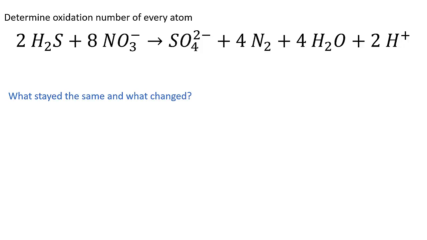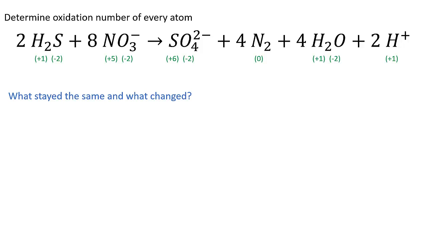Let's try another one. This is a much more complicated equation. What I want you to do is pause the video. For real, pause it, and try and determine the oxidation number of every single atom in this equation. These are the results, so check your results and see how you did. Once you've checked them and you agree with my answer, then what you should ask is what stayed the same and what changed.